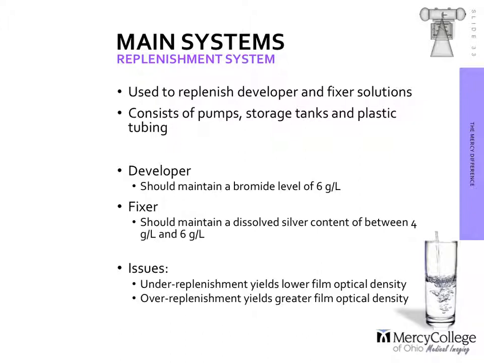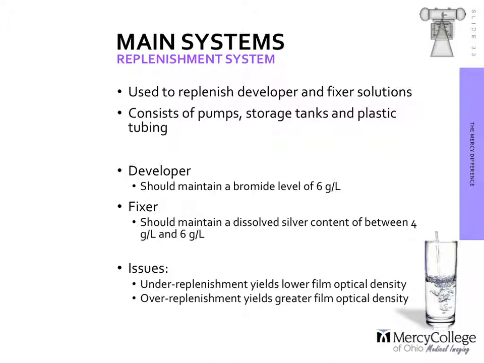And how this is going to be defined is, for developer, the amount of bromide that's within the developer. So it's ideally between 4 grams per liter and 8 grams per liter. So you can think of the ideal as being 6 grams per liter. But if we're over that, it's going to be indicative of under replenishment of the developer. But if we're below 4 grams per liter, it's going to indicate over replenishment. So these are going to affect the appearance of the optical density on the film, so it's not something that we really want to deviate too much from.